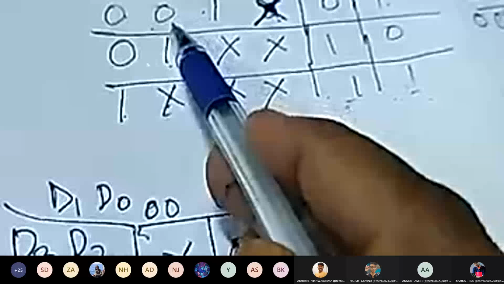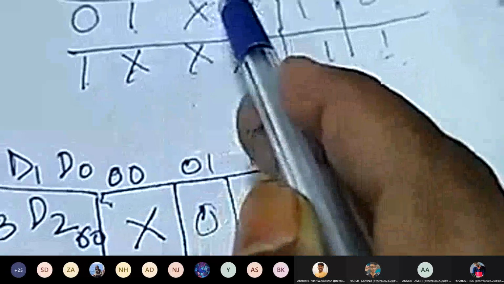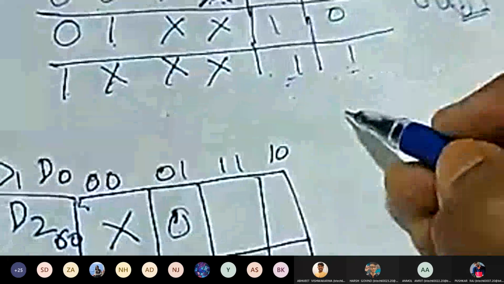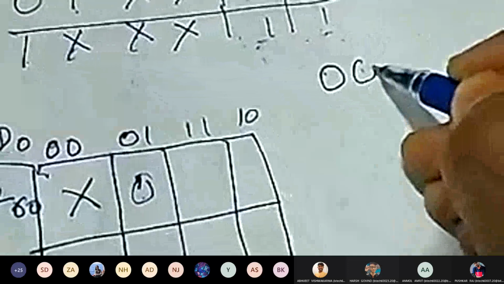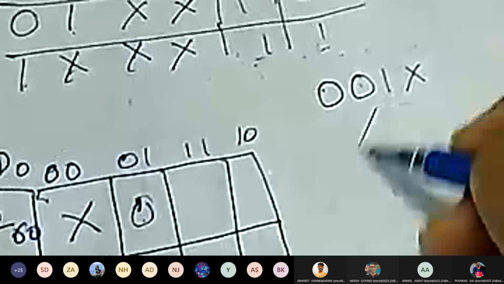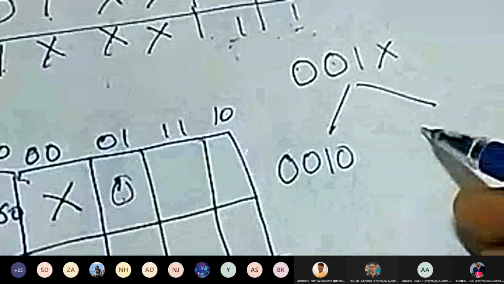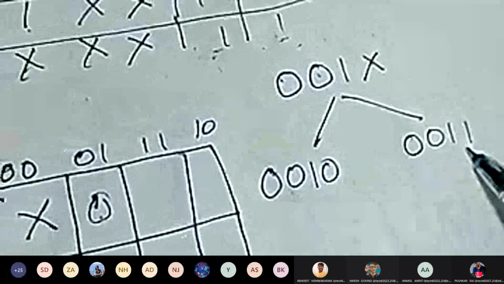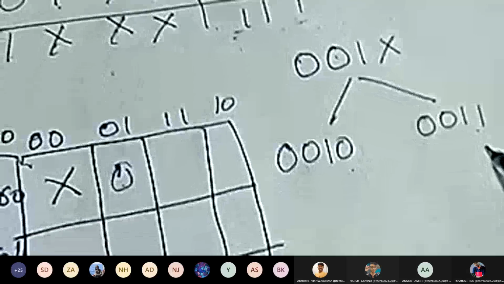Okay, so now the second part, that is 0, 0, 1, X. Now here is the main twist. Listen carefully, dear students: when I say 0, 0, 1, X, that means you will have two parts. That is 0, 0, 1, 0 and 0, 0, 1, 1. Is it clear everyone, these two things?